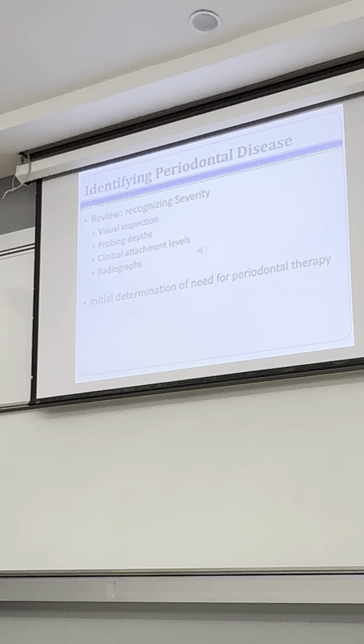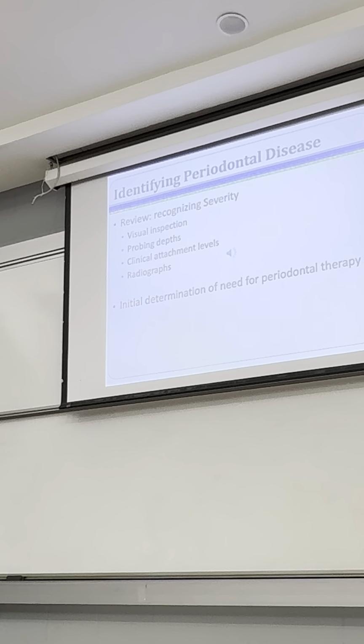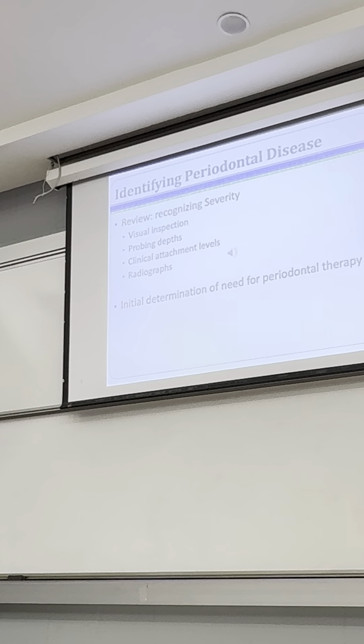Recognizing severity. We're using that visual inspection, your probe depths, your clinical attachment levels, your radiographs, all those things go into identifying and recognizing the severity of the disease. So that's the initial determination that we need periodontal treatment, right? So you've done all these assessments, and now we know that we need periodontal treatment, right?